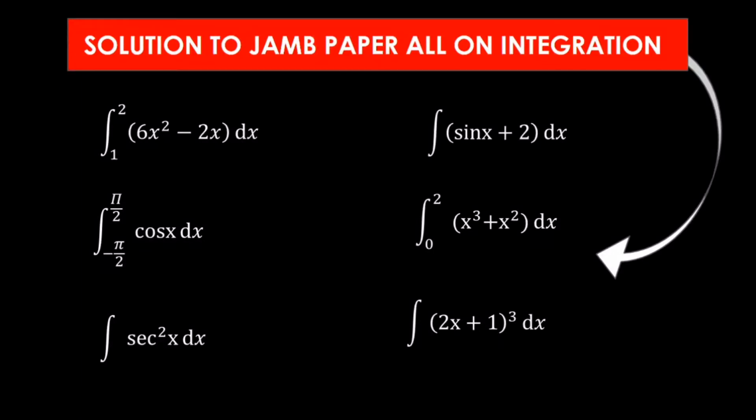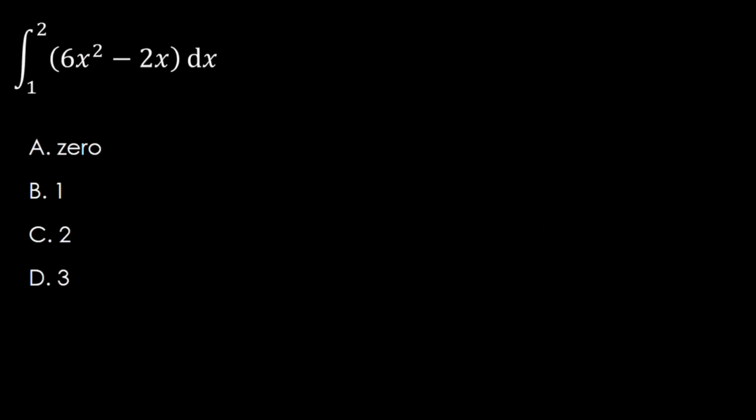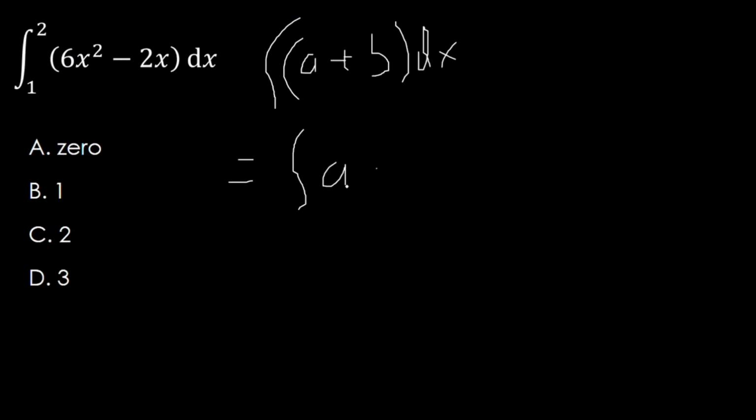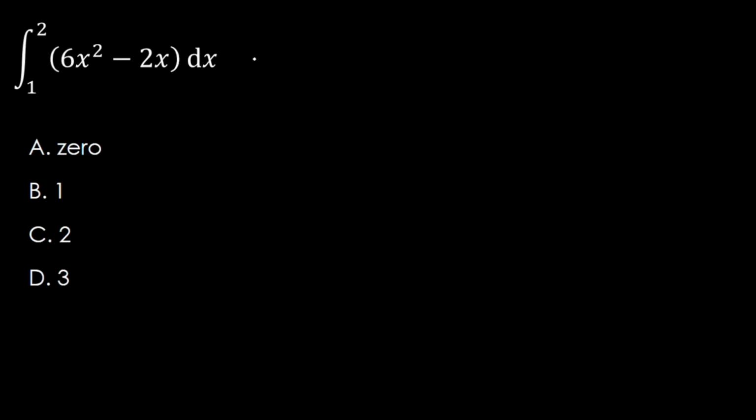Here we're going to integrate this function. Let me treat the integral of 6x² minus 2x from the basic law. The integral of a(x) plus b(x) dx is equal to what? The integral of a(x) dx plus the integral of b(x) dx. A and b are functions. Okay, let's solve this equation.